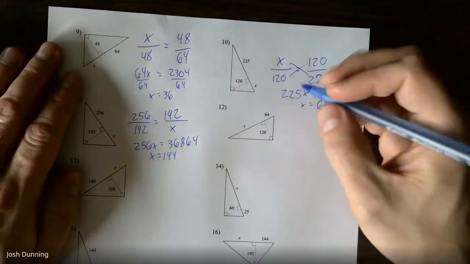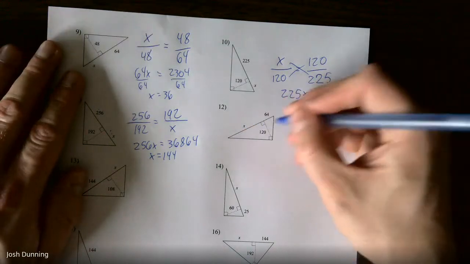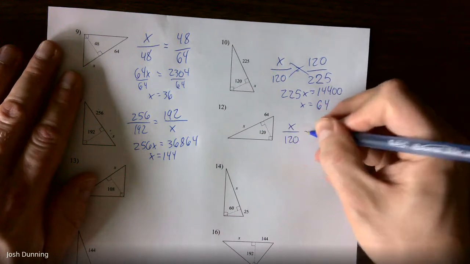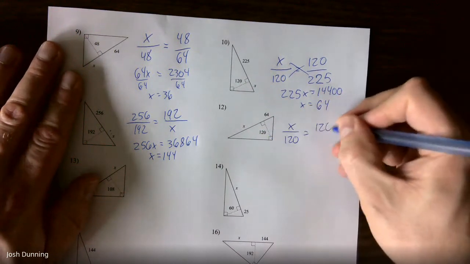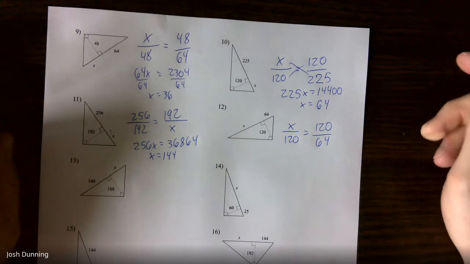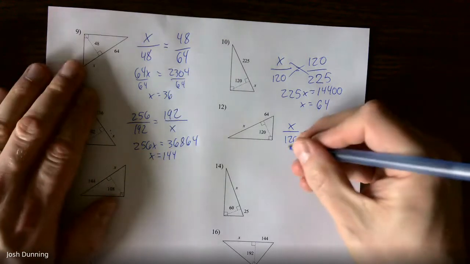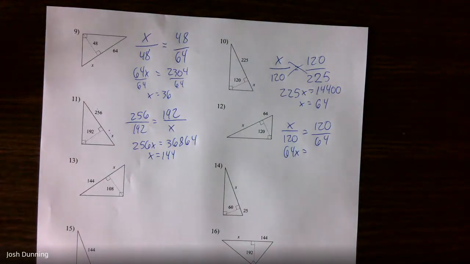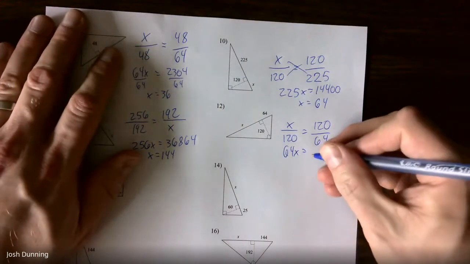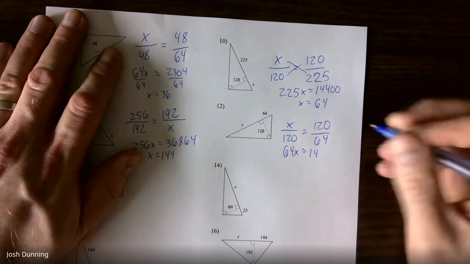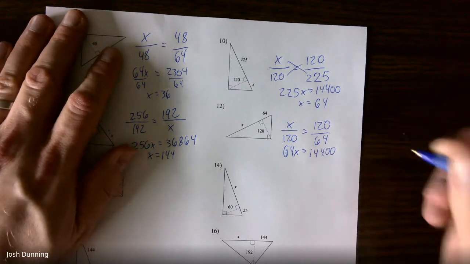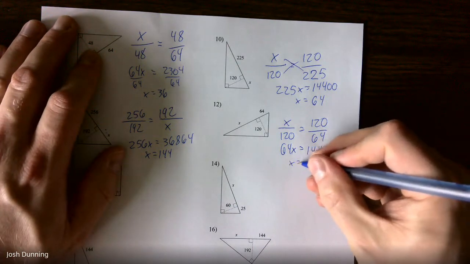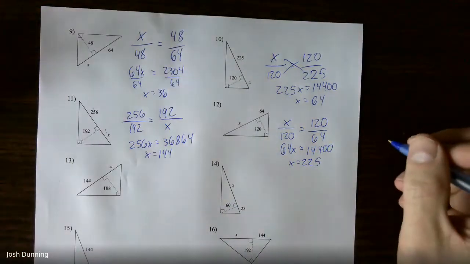And so on. Here it goes again. Pick one of the parts of the hypotenuse. Maybe I'll do x over the altitude, the 120. Stay on the 120, over the 64. Cross multiply: x times 64. Then 120 times 120 is 14,400. Divide that by 64. 225.